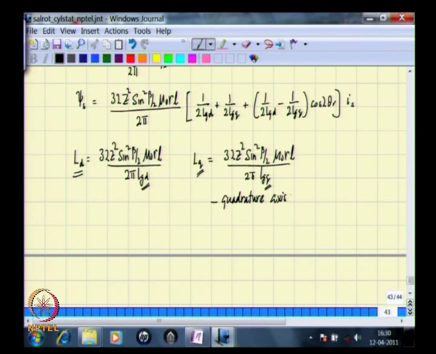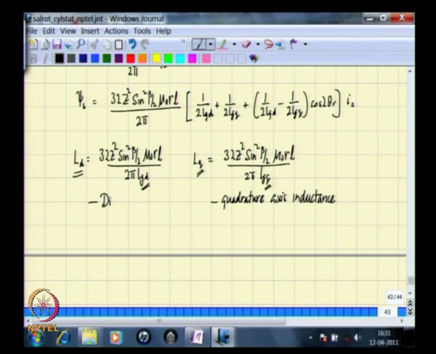So we will call this the quadrature axis inductance. And we will call this, since it represents the inductance at the smaller air gap and therefore the inductance along the axis of the pole phase, the direct axis inductance.